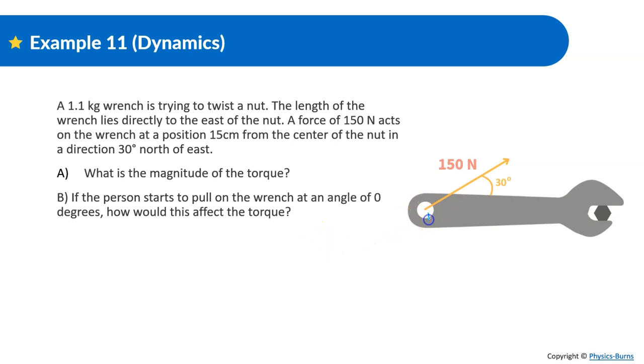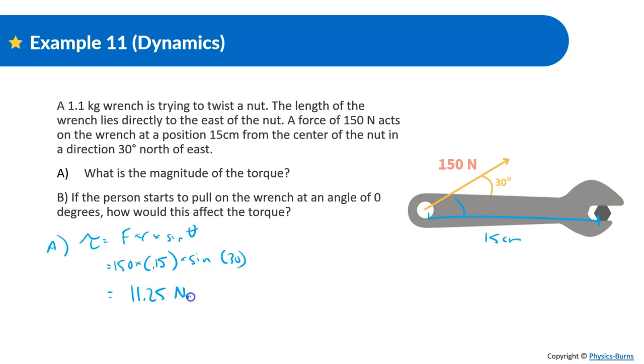Okay, so let's see. 15 centimeters. Okay, so part A. Torque is equal to force times radius times sine of theta. So let's plug that all in. The force is 150. Radius is 15 centimeters, so I'm going to put 0.15 meters, times sine. The angle it makes from that is 30 degrees. So let me put that into my calculator. 150 times 0.15 times sine of 30. Make sure your angle is in degrees. That is equal to 11.25 Newton meters.